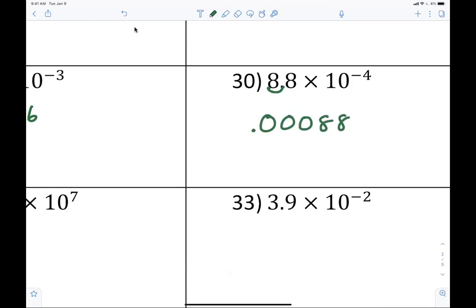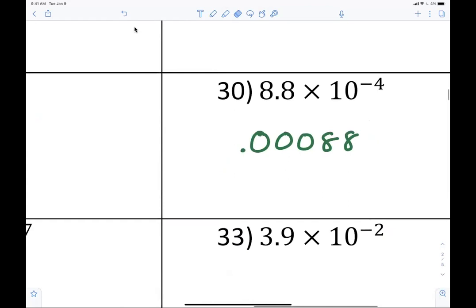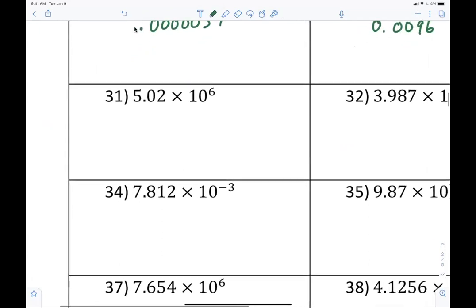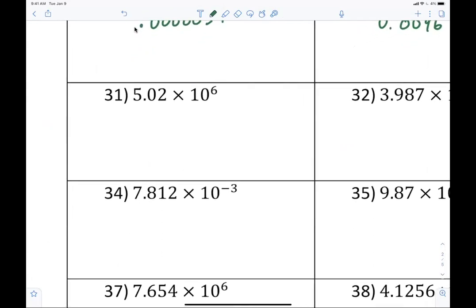I put 4 zeros. No, because look, you have to move it 1 spot first. Do you agree? Right? So that 1 accounts for one of them. Okay, 31. Where am I at?